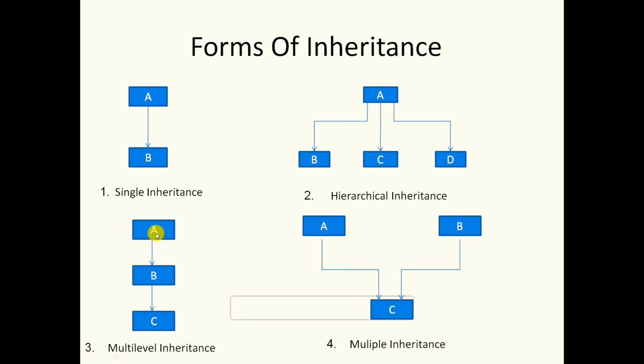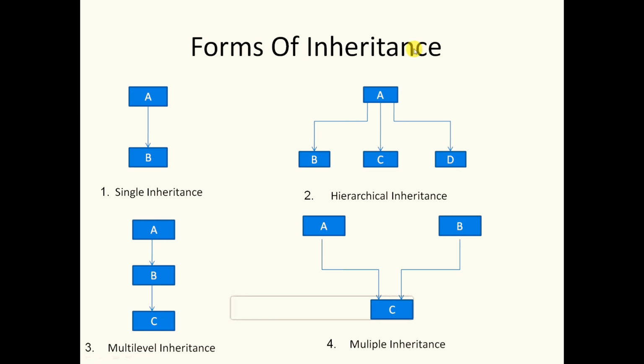So let's go to another topic: how many types of inheritance are there? There are four types of inheritance. First is single inheritance, second is hierarchical inheritance, third is multi-level inheritance, and the fourth is multiple inheritance. But Java does not directly implement multiple inheritance. However, the concept is implemented using a secondary inheritance path in the form of interfaces. We will discuss interfaces in other videos.